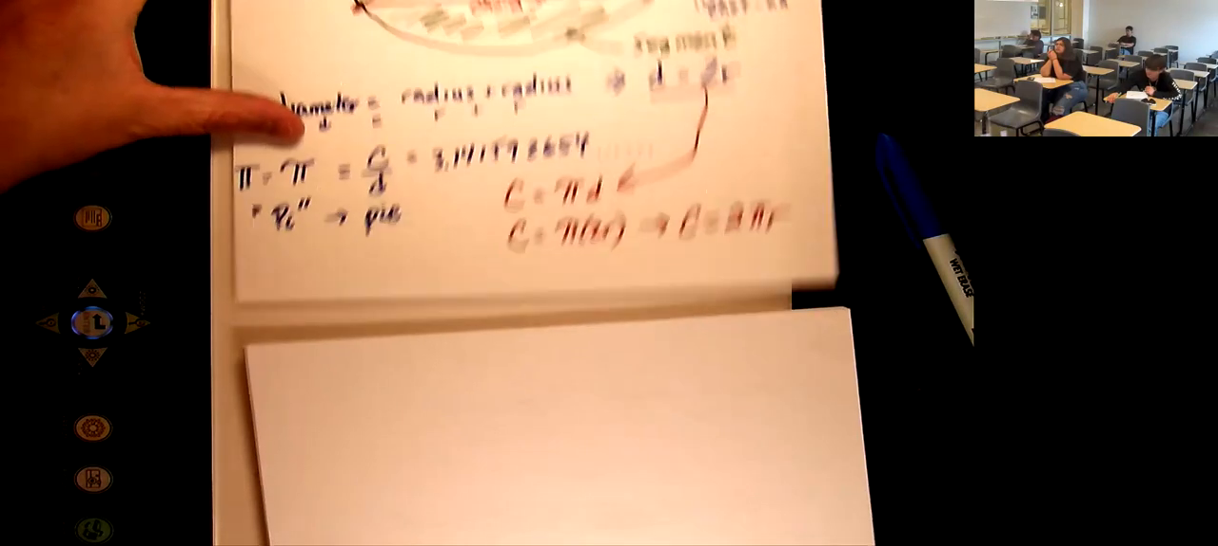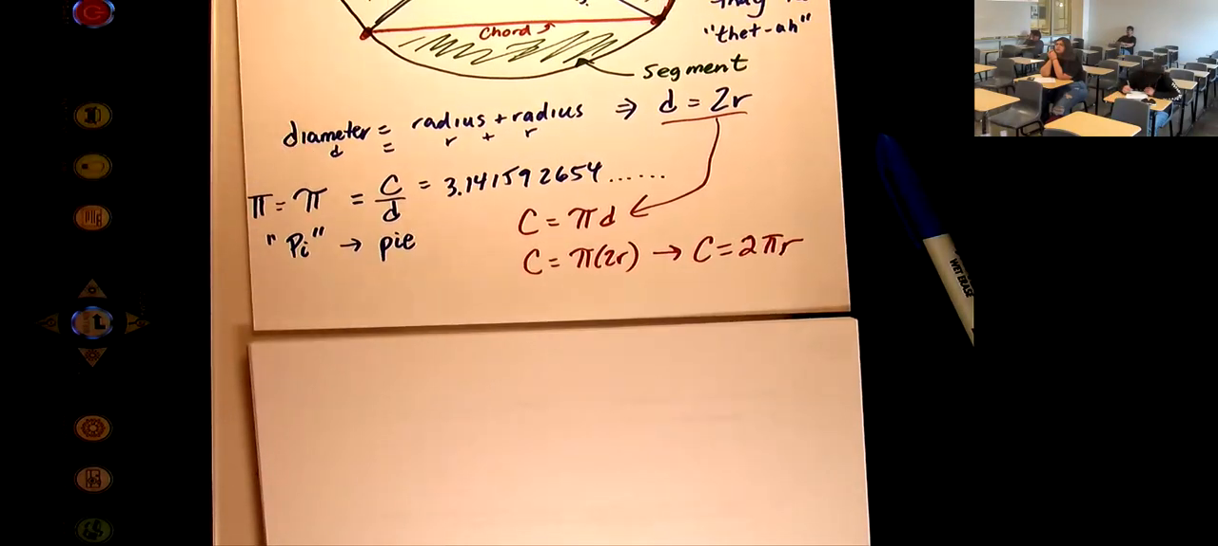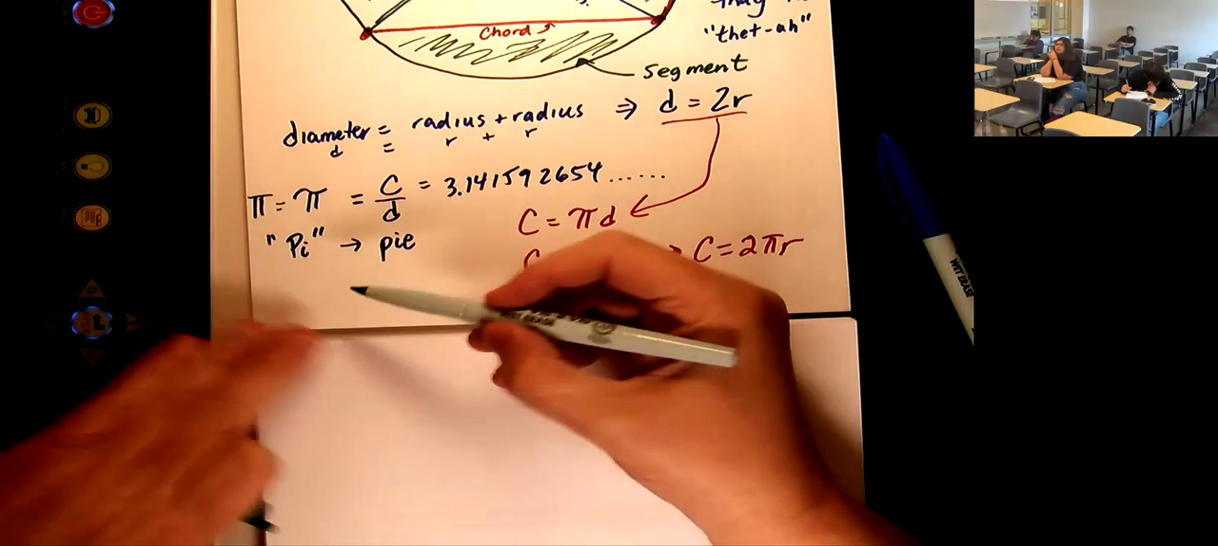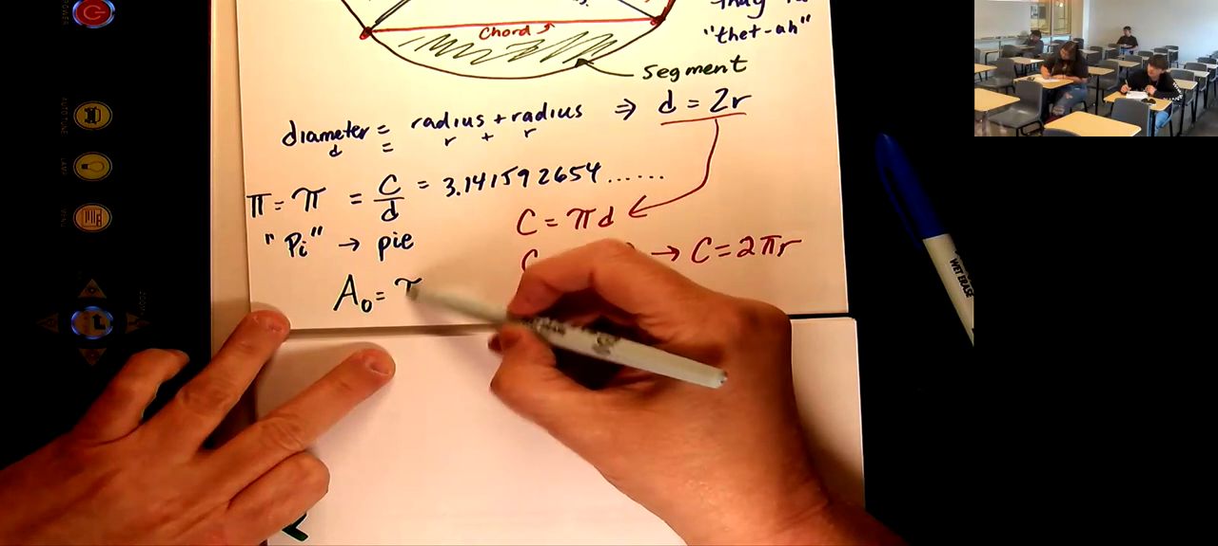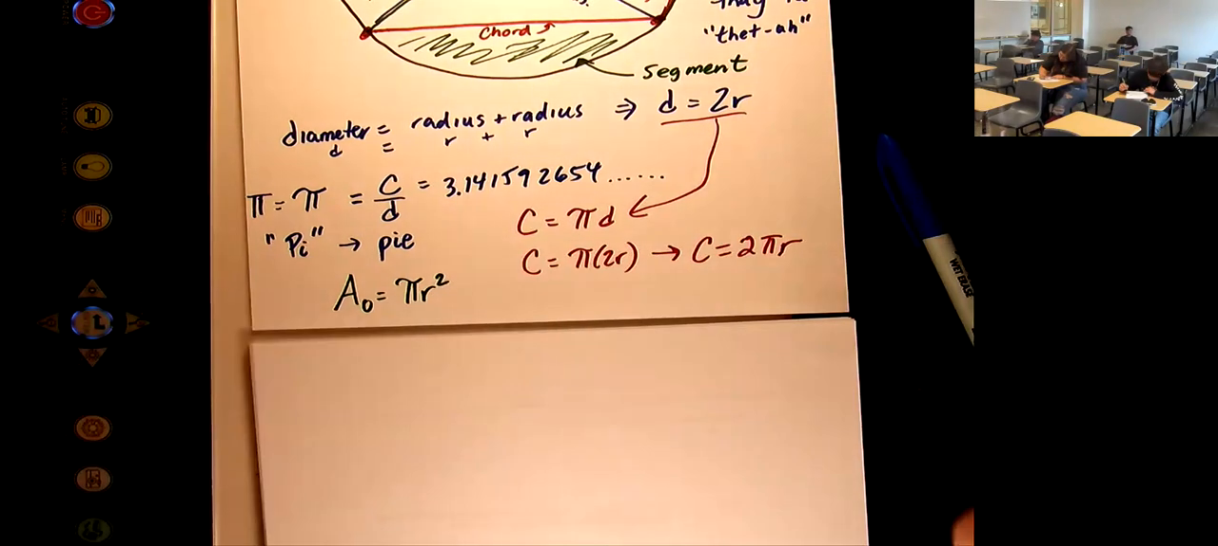We'll throw some more equations at you. Well, let's just add the area one right here. The area of the whole circle is pi r squared. Just the r squared, not the pi.